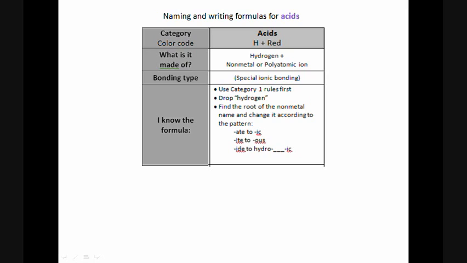So let's check out these special rules we have to use for working with acids. First, if we know the formula of an acid and we're trying to give it a name, we need to start by naming it according to Category 1 rules we already know. Then we drop the hydrogen, because hydrogen should always be the first part of that Category 1 name, and then change the name of what's left according to a special pattern that is only used for acids. Let's figure out exactly what I mean by all of this.